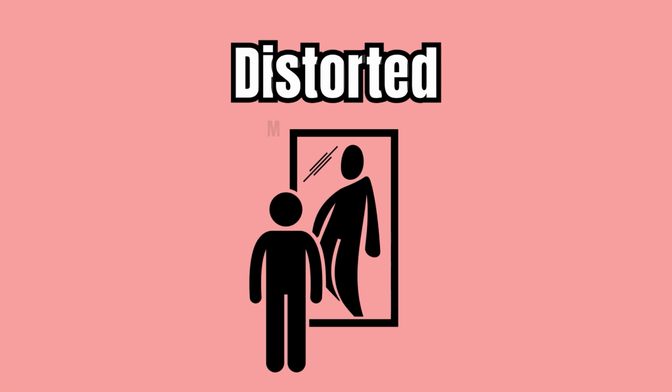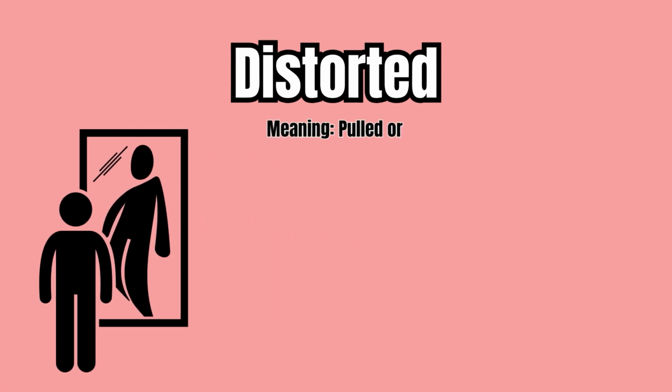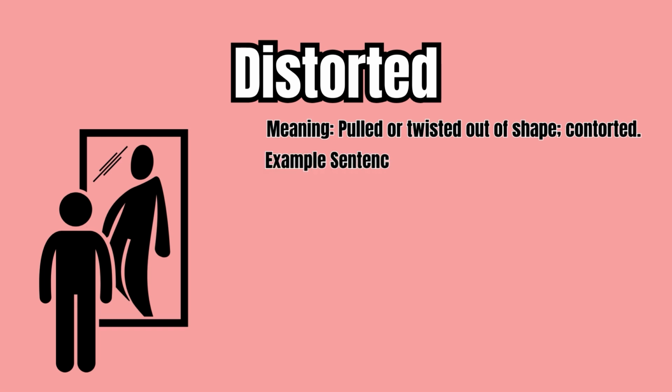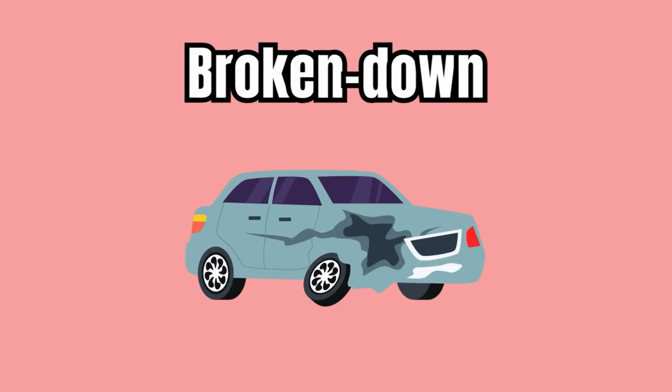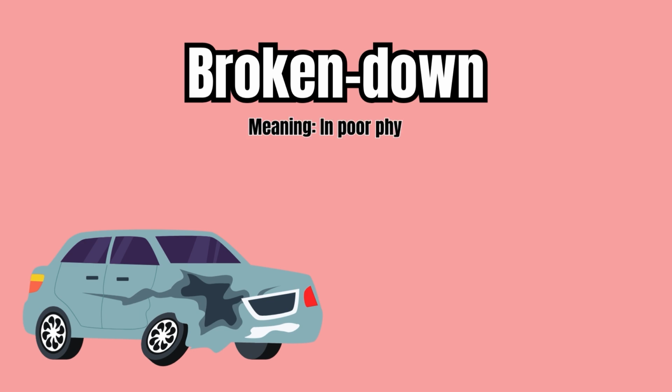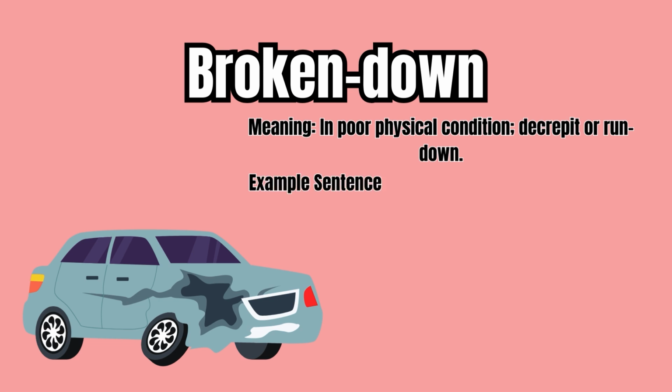Distorted, meaning pulled or twisted out of shape. Example sentence: The reflection in the old mirror was distorted. Break down, meaning in poor physical condition, decrepit, or run down. Example sentence: The car began to break down on the highway.